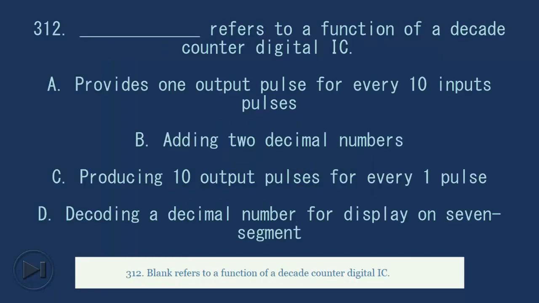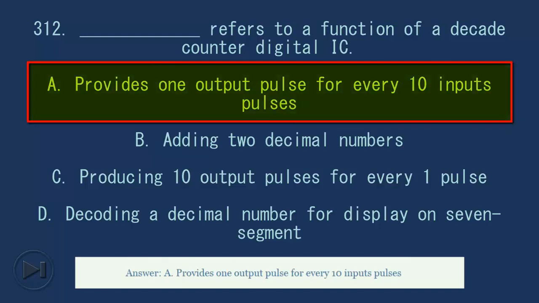312. Blank refers to a function of a decade counter digital IC. A. Provides 1 output pulse for every 10 input pulses. B. Adding 2 decimal numbers. C. Producing 10 output pulses for every 1 pulse. D. Decoding a decimal number for display on 7 segment. Answer, A. Provides 1 output pulse for every 10 input pulses.